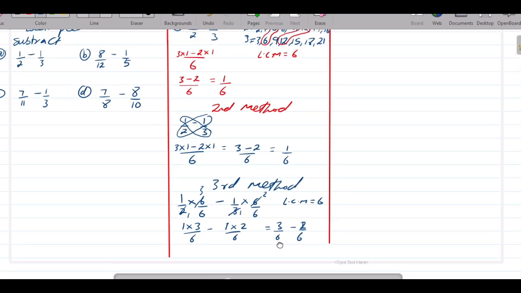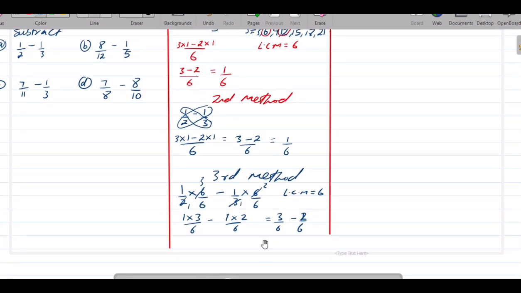Okay, now that I've made the denominator the same, I can now subtract directly by saying 3 minus 2 over 6, and that will give me 1 over 6, which is still the same answer we've been getting so far. So this is the third method. I need you to check out this method and choose the one that is convenient for you to use and begin to apply it in solving fractions with unlike denominators.